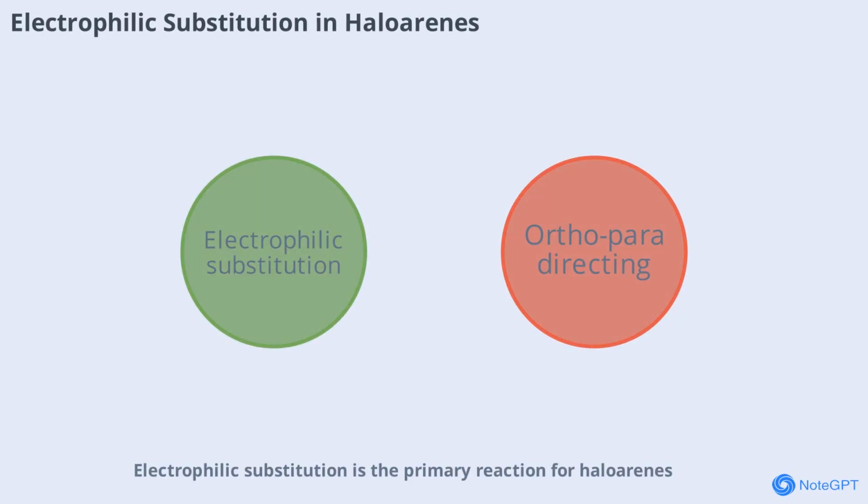Electrophilic substitution is the primary reaction for haloarenes. The halogen atom, while deactivating the ring towards further substitution, directs incoming electrophiles to the ortho and para positions. This directing effect is important in the synthesis of various aromatic compounds, including dyes and pharmaceuticals. Understanding this mechanism helps chemists design targeted reactions for specific products.